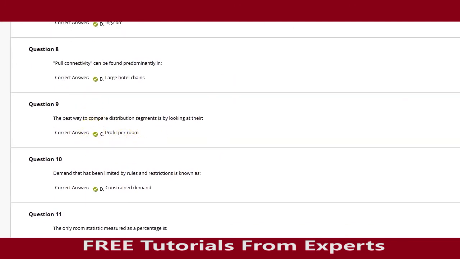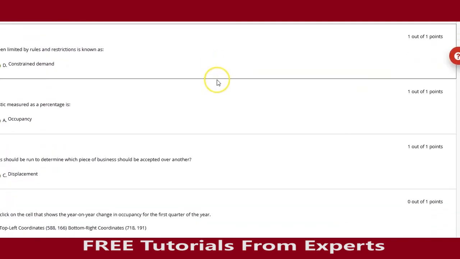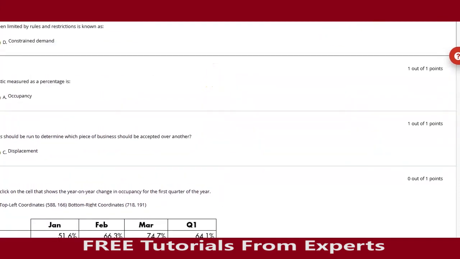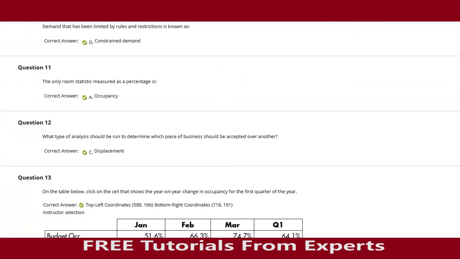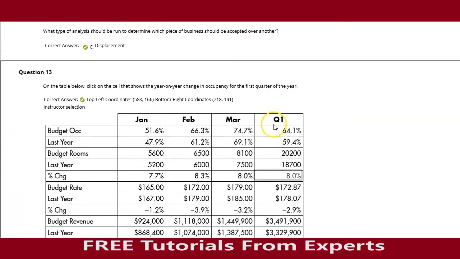As I told you in question 8, pool connectivity can be found predominantly in large hotel chains, and that's the answer. So as you can see, we got all our answers right, and as you can see from the points, they are 1 out of 1. Got all of that right.